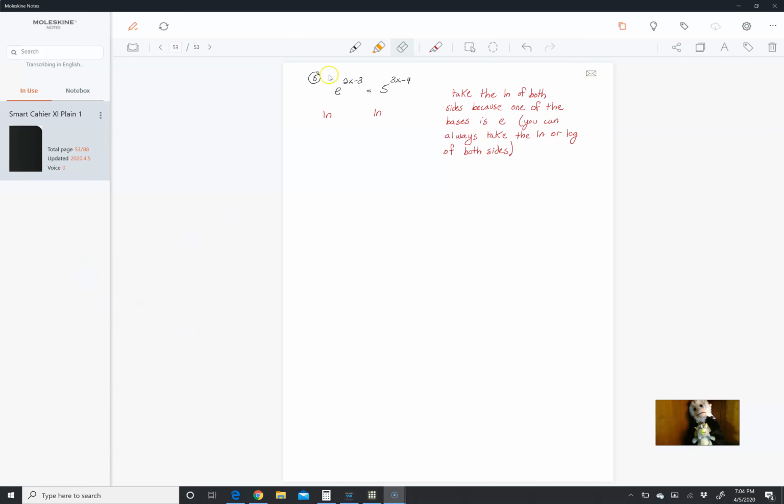Okay? So we're going to do the ln of e to the 2x minus 3 equal to ln 5 to the 3x minus 4. And then we can bring these exponents out to the front just like we did before. And the reason why we would take the ln of e is because the ln of e is equal to 1, okay?